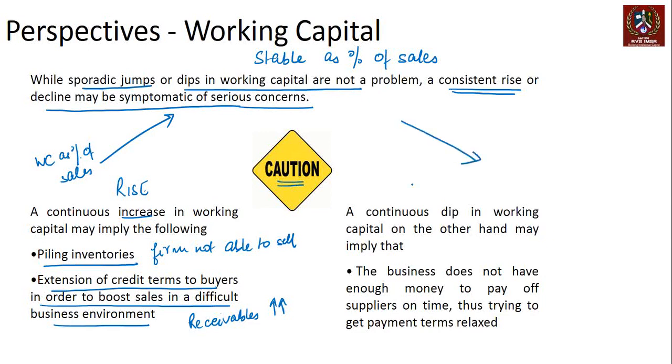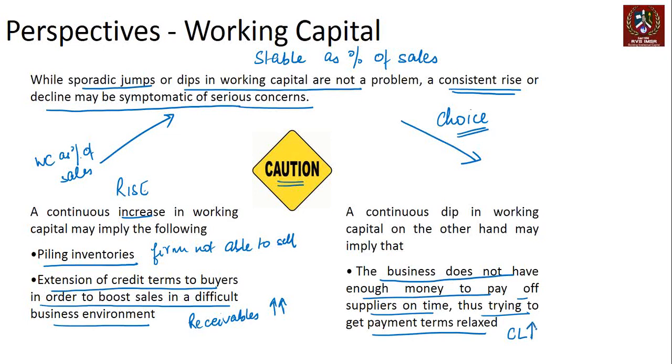If it keeps going down, working capital as percentage of sales, someone might argue that positive is becoming less positive or positive is becoming negative. That might be good. But remember, we again go back to the concept of choice. If you can establish that the company is taking working capital down on their own terms because of their choice, that's fine. It's also possible that the business does not have enough money to pay off the suppliers on time and thus is trying to get payment terms relaxed.